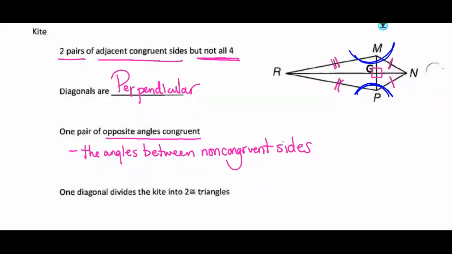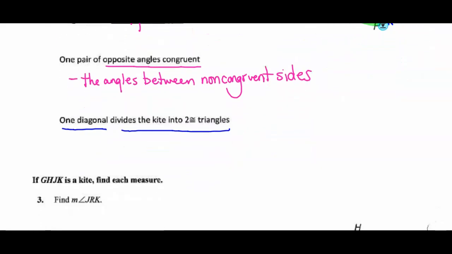And there's one last thing that you would figure out from knowing these things. It says one diagonal divides the kite into two congruent triangles. So I'll grab a highlighter here. The two congruent triangles would be RMN. So they have a congruent angle, a congruent side, angle, angle, angle, side, angle, and then this triangle down here. So those two are congruent. And that's your kite.